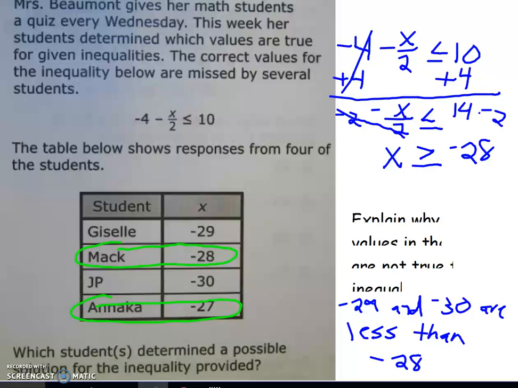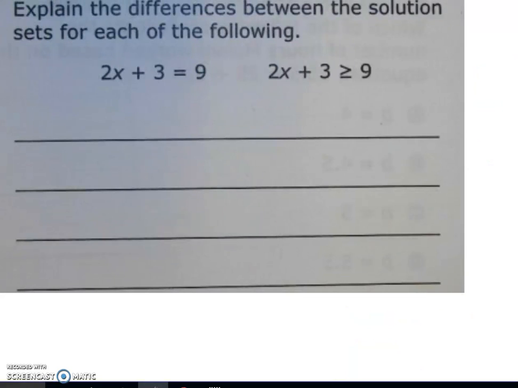All right, the last question. It says, explain the differences between the solution sets. Okay, this one is an equal to. This is a greater than or equal to. About to run out of time, but real quick.